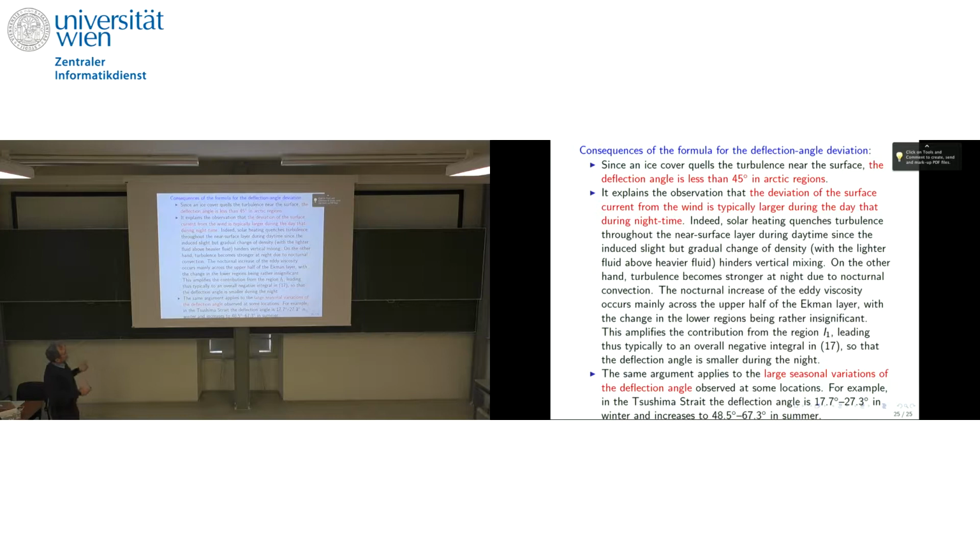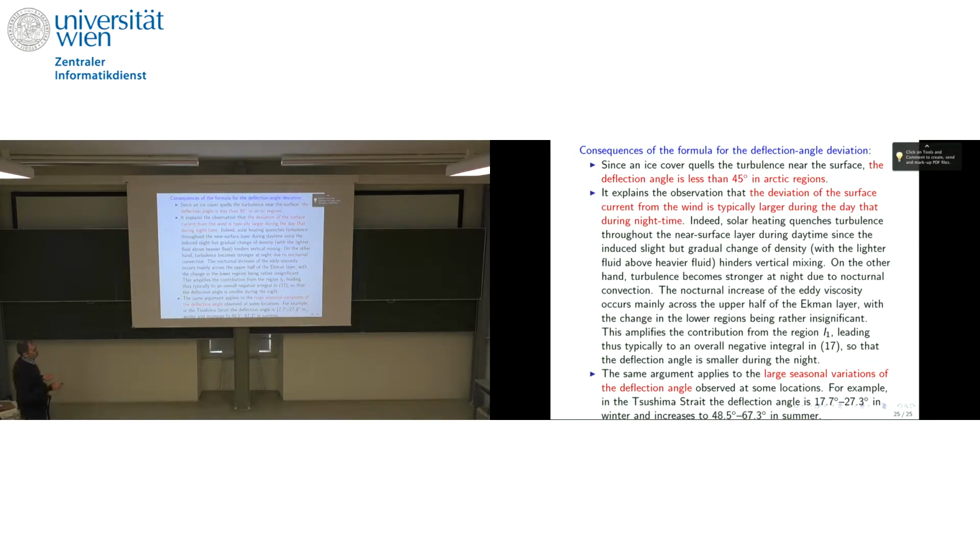Because typically, I mean, I have data for this, with solar heating, turbulence is lower because of solar heating, and all these changes happen in the upper part, in the upper 100, 200 meters. So the contribution from I1 is amplified, and typically this leads to an overall negative integral during nighttime. Okay? So indirectly, I'm not putting time in the problem, but I look at the effect of time in changing the eddy viscosity. And this also explains why there are seasonal variations in the deflection angle.